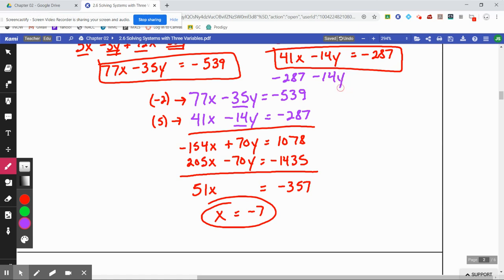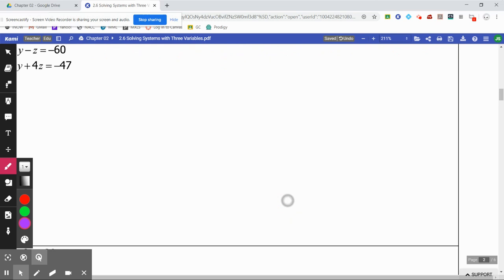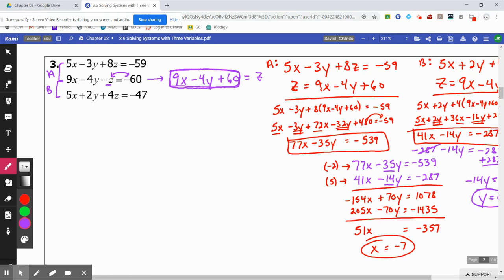Minus 14y equals negative 287. So that's kind of nice because as you move that over by adding 287, you get negative 14y equals 0. So y would have to be, when you divide, 0. And since now you have both x and y, you can go back to your original equations.